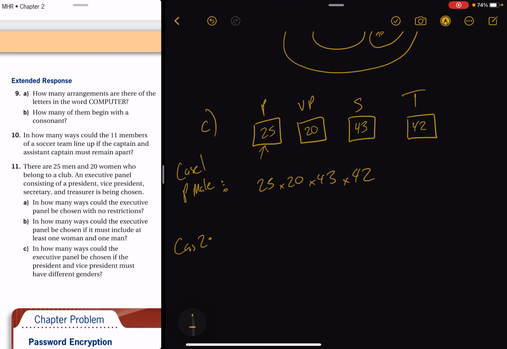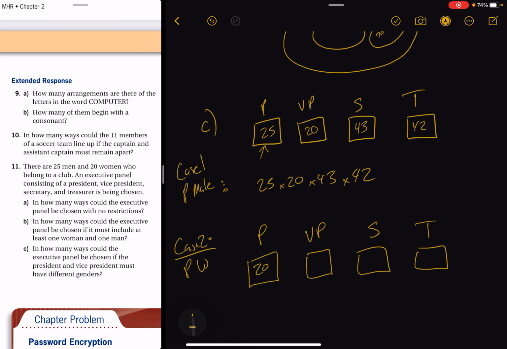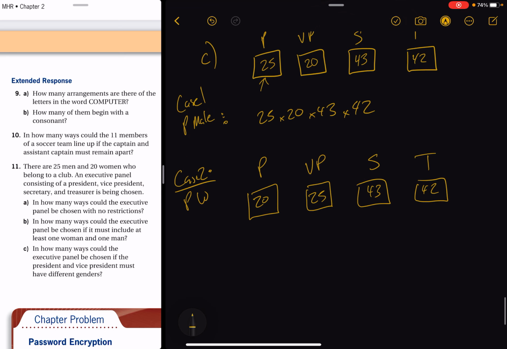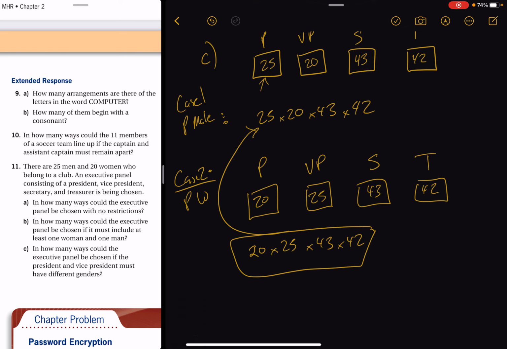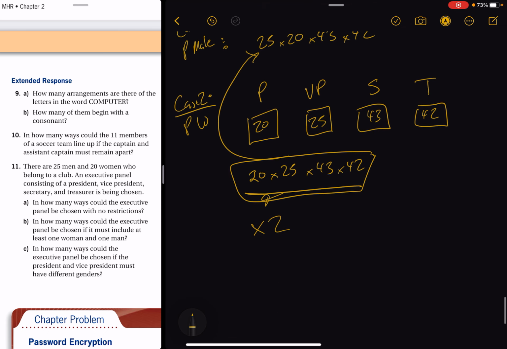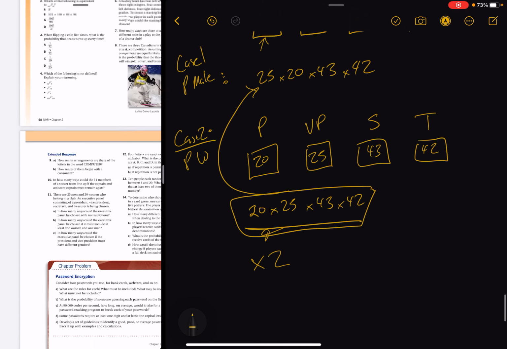Case 2, president is a woman. So we've got P, VP, S, and T. And if it's a woman, we have 20 possible women, 25 VPs, and same thing here, 43 times 42. So the number of ways is 20 times 25 times 43 times 42, which is exactly the same thing as that. So we just add them, or multiply this by 2. And that's your answer. We have both cases, and we multiply by 2.